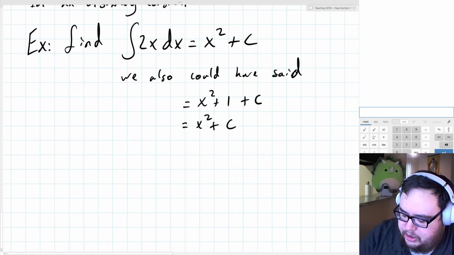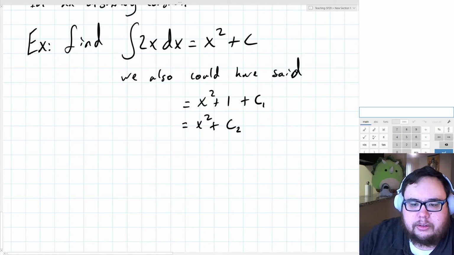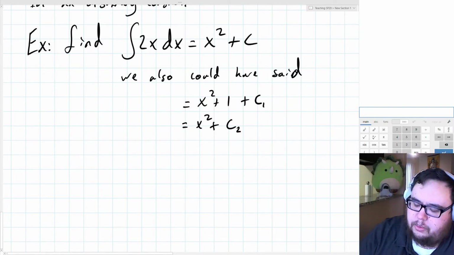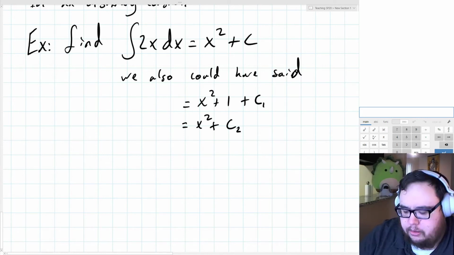Technically, these two c's are different. Maybe this is a c1 and this is a c2, but again, we suppress all the other constants, and we roll up all of our constants into one big constant blob at the end.